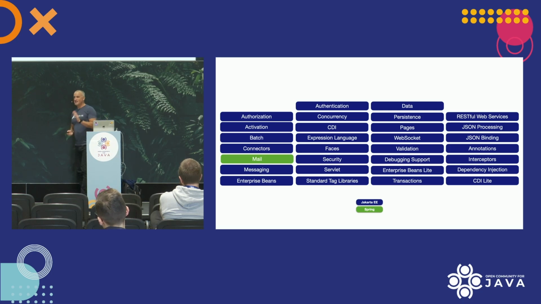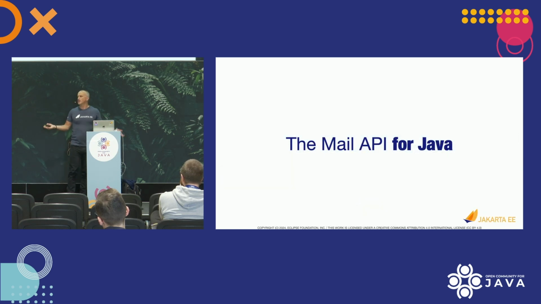So mail, if you're using mail, I mean, everybody uses Java Mail, or Jakarta Mail, as it's called now. If you're using Mail in Spring, you're most likely using the Mail API for Java, which is Jakarta Mail.